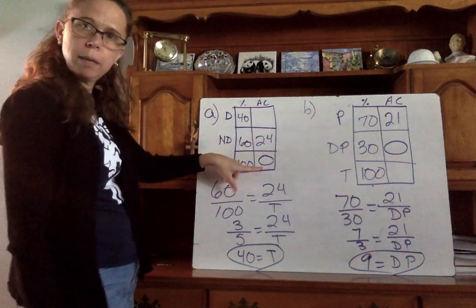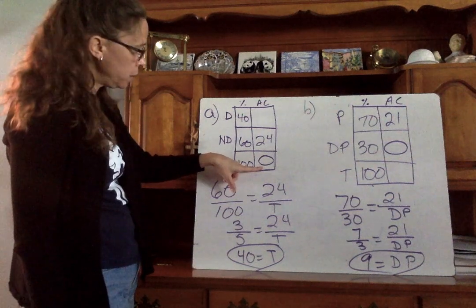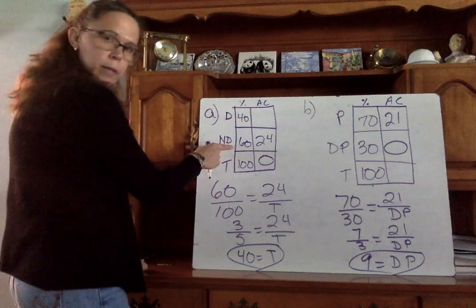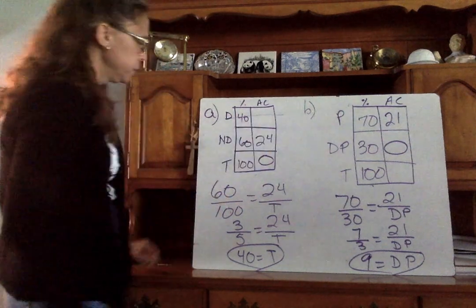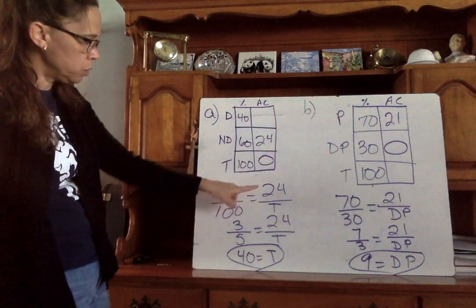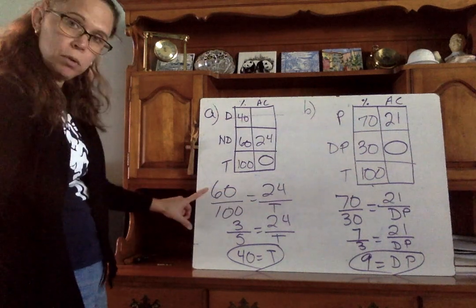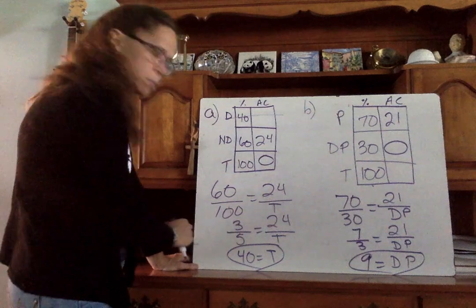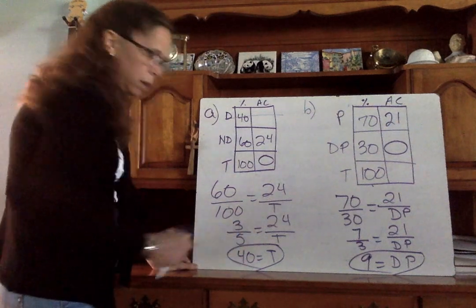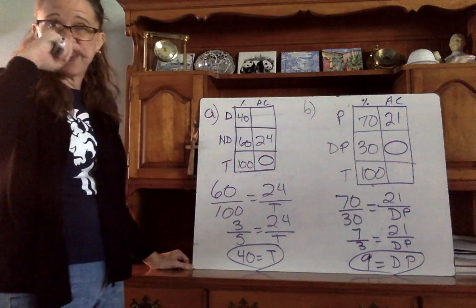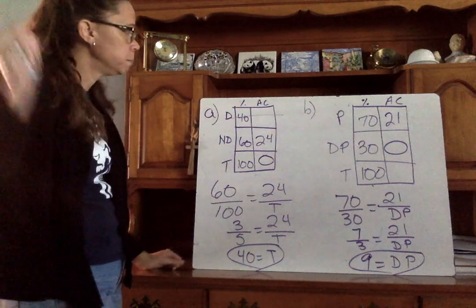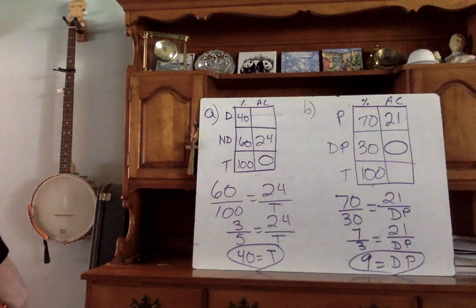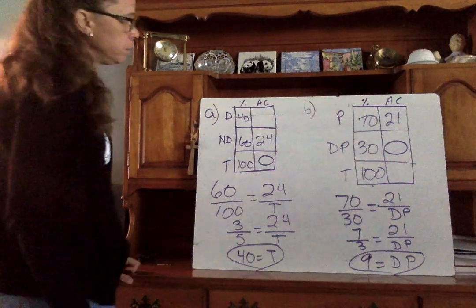So then it asked us how many cameras were in the store. So I circled there. So I want to keep the row of the thing I want to find. I want to keep the other row that's complete and get rid of this one. So 60 over 100 is equal to 24 over the total. I reduced 60 over 100 to 3/5. Then I saw to get from 3 to 24, I multiplied by 8. So 5 times 8 gives me 40 for the total cameras in the store.